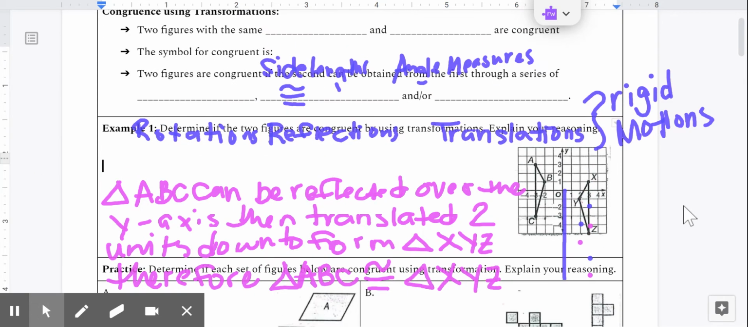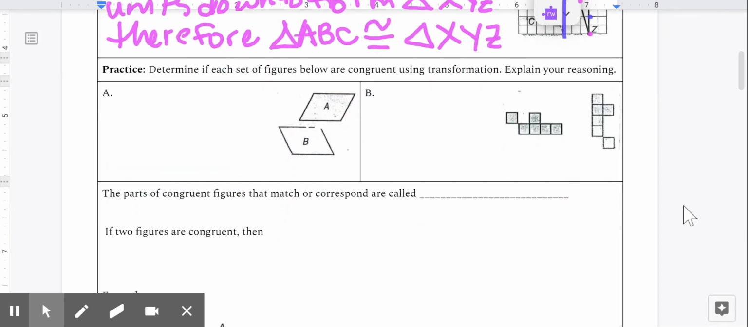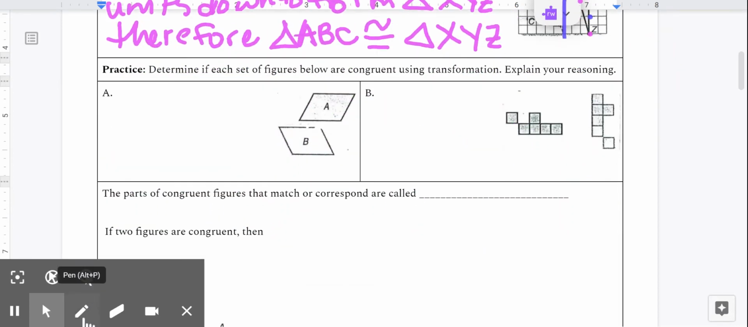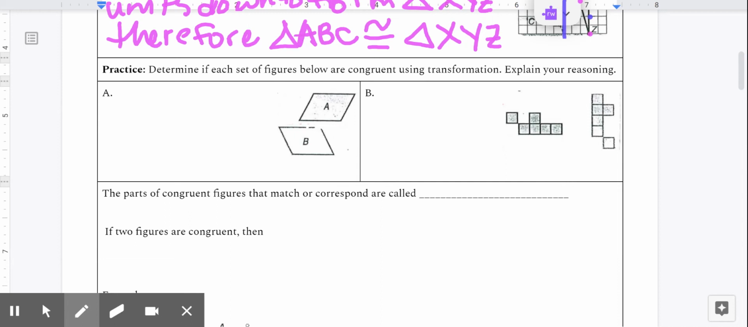There are a couple more problems down here to practice that are kind of the same thing. And so when we look here, these don't have the coordinate plane, so you're not going to be quite as exact on this. We're not going to know what axis we're rotating or reflecting over. We might not know how many units we are translating, but I think we can still kind of get the idea here of figuring out whether these are congruent or not.